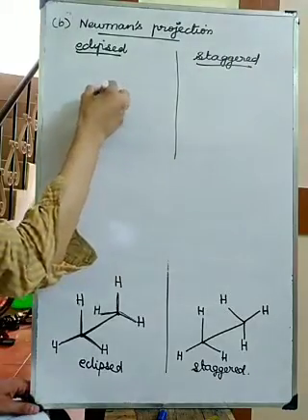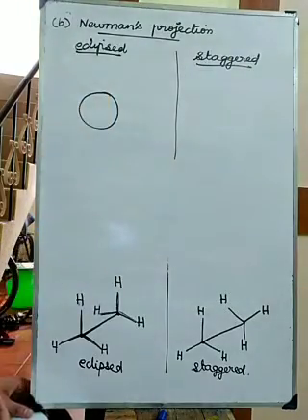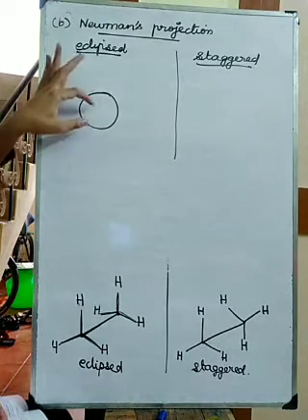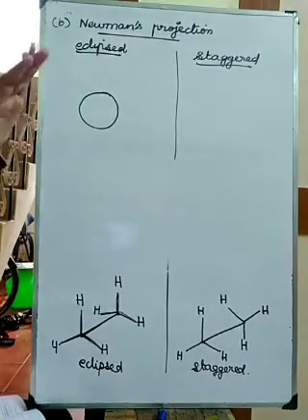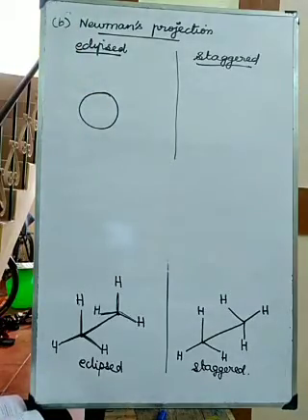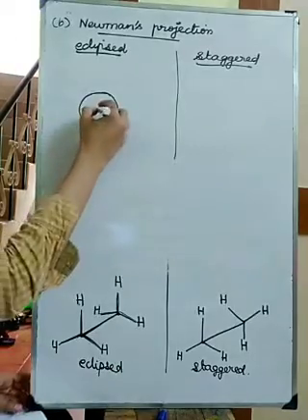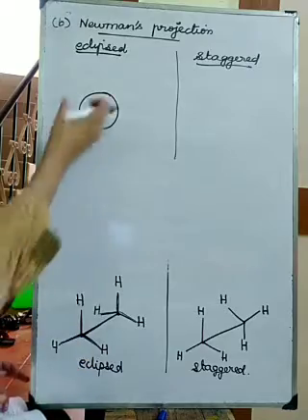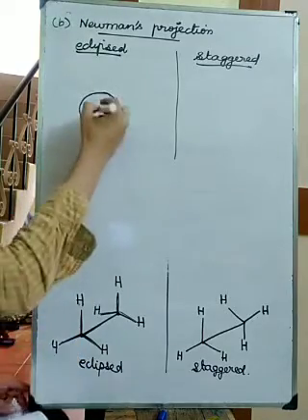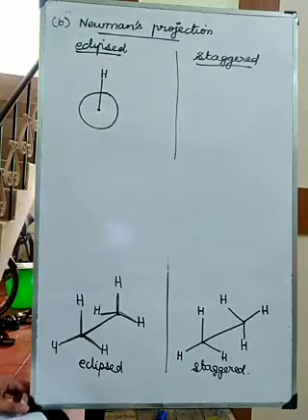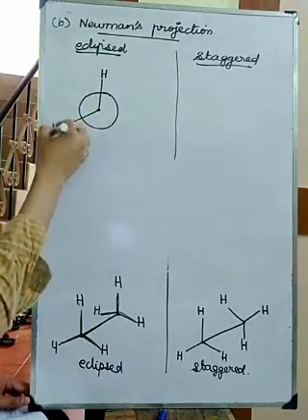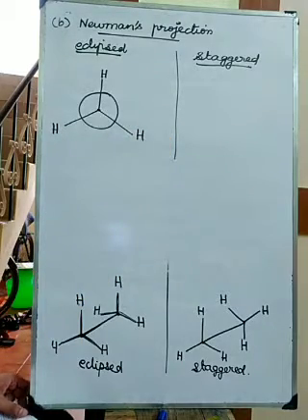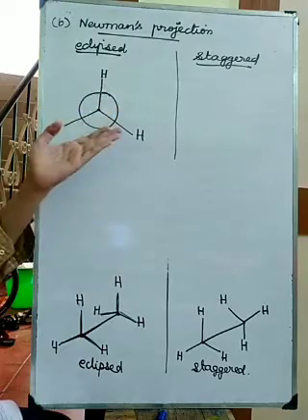Again, I am going to represent it with the help of a circle like this. Imagine one carbon is before the circle and another carbon is behind the circle. So how is it present? This carbon is before the circle. One hydrogen will be on the top, another hydrogen will be here and another hydrogen will be here. Yes or no?